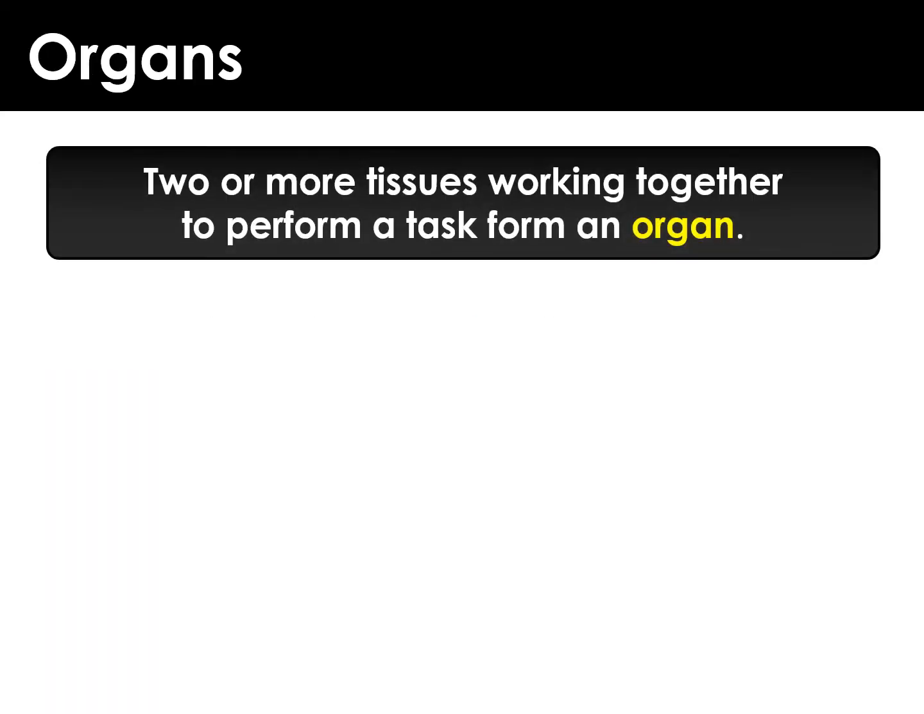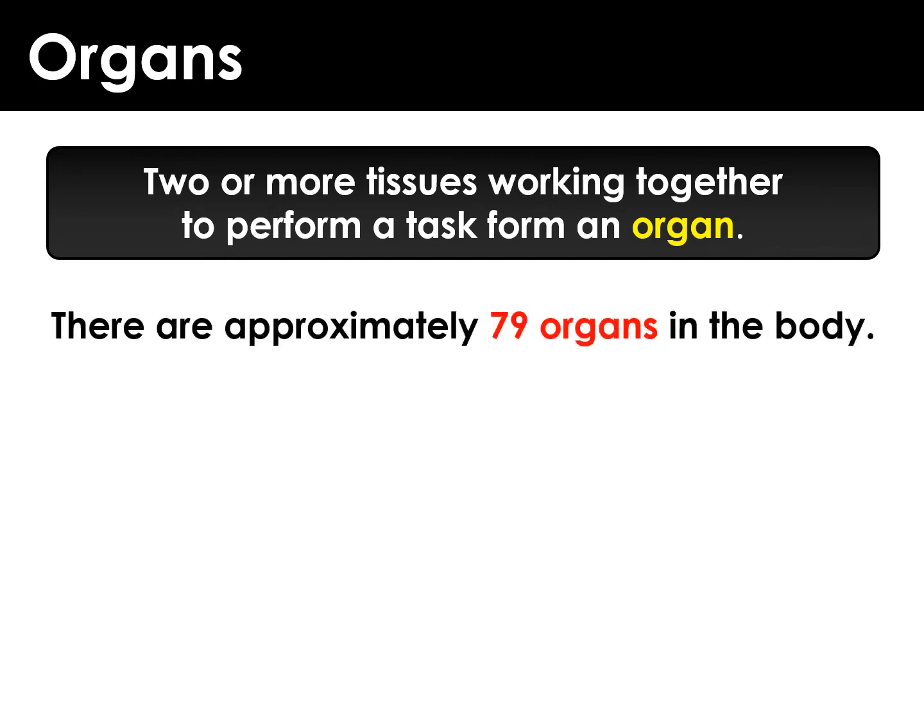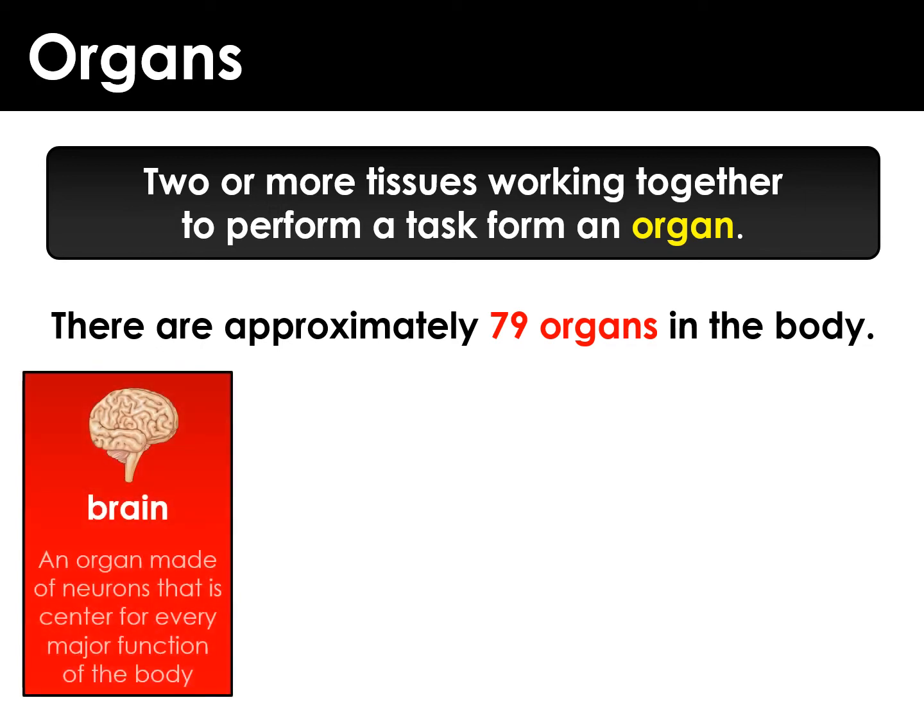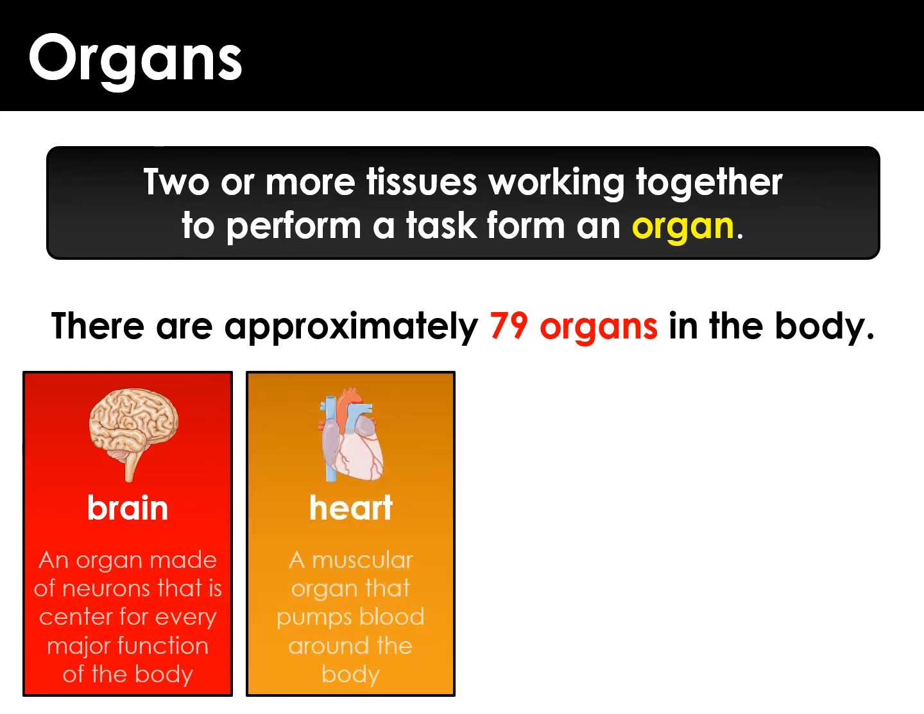When two or more tissues work together to perform a task, they then form an organ. There are approximately 79 organs in the human body. Examples of these organs include the brain, which is an organ made up of neurons that helps to control every major function of our body.